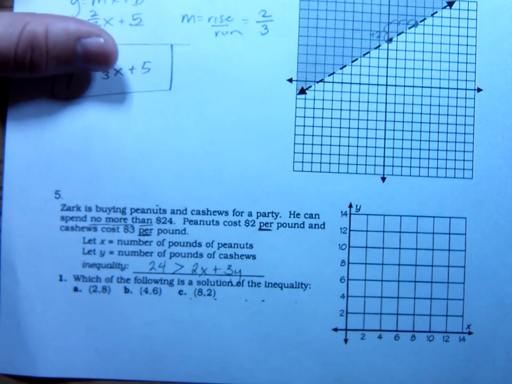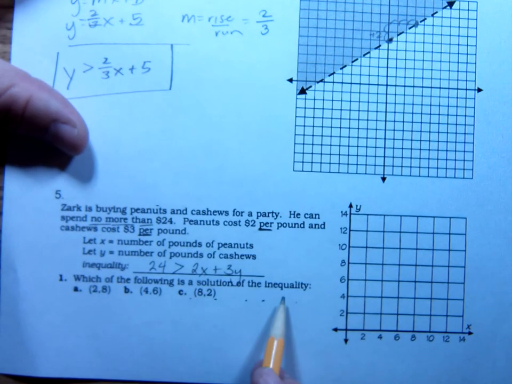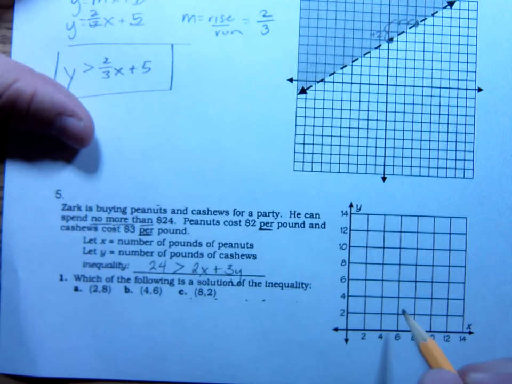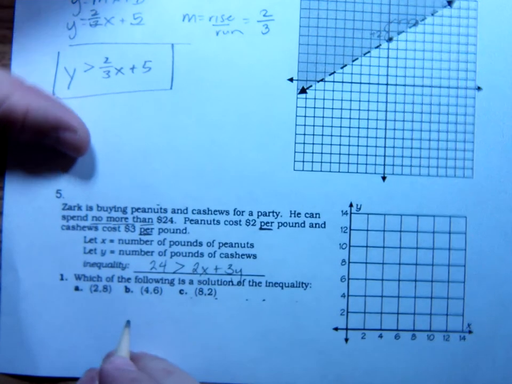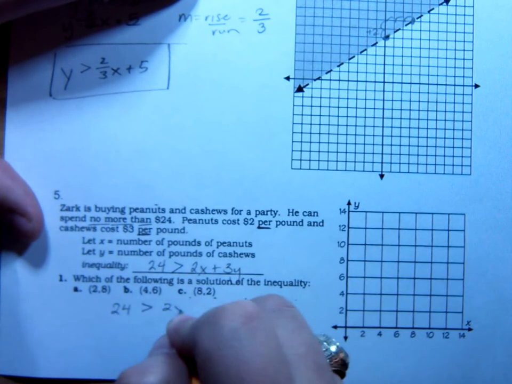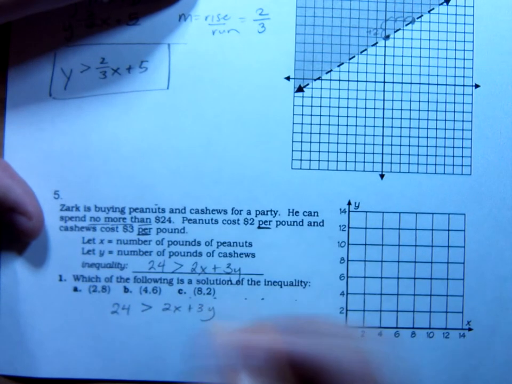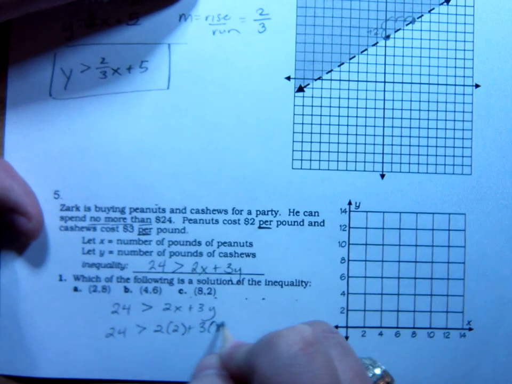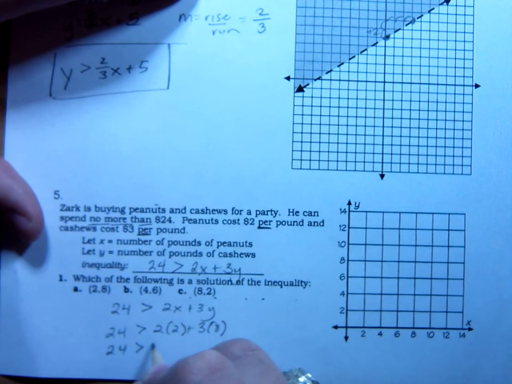Now, it says which of the following is a solution of the inequality. It gives you a graph so you can graph this, but I'm going to solve this algebraically just to practice that skill. I'm going to take my inequality, which is 24 is greater than 2x plus 3y. I'm going to start with 2 and 8. So 24 is greater than 2 times 2, which is 4, plus 3 times 8, which is 24. So 24 is greater than 28. Does that make sense? No, it doesn't. That is not the answer.